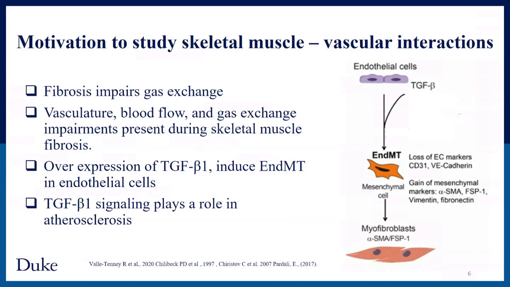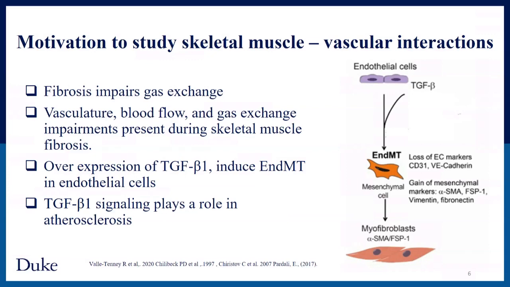So it can form a physical barrier which impairs the vasculature, the blood flow, and the gas exchange in the nearby vessels. Also, the overexpression of TGF-beta1 could induce endothelial cell mesenchymal transition, and it also plays a key role in atherosclerosis in terms of general inflammation.